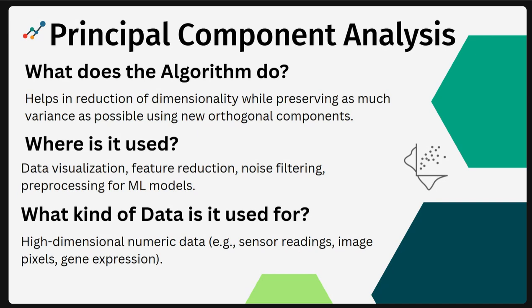This technique reduces dimensionality while preserving variance using new orthogonal components. PCA is valuable for data visualization, feature reduction, noise filtering, and pre-processing for ML models. Working best with high-dimensional numeric data like sensor readings, image pixels, or gene expression data.